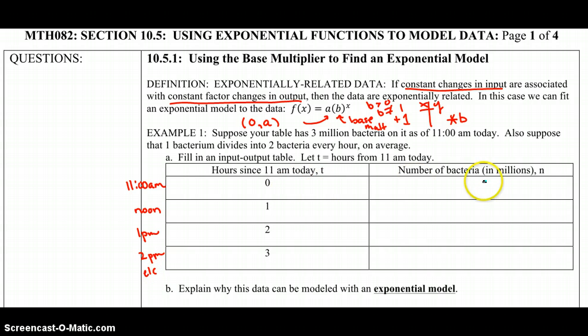The number of bacteria initially that they gave us was 3 million. This is in millions, so we're just going to write a 3. And it keeps doubling. Every one of these 3 is going to split into 2, so we're going to have 6 million. Then each one of those 6 splits into 2, so now we'll have 12 million and 24 million. Again, our inputs keep increasing by 1, and our outputs keep being multiplied by 2.